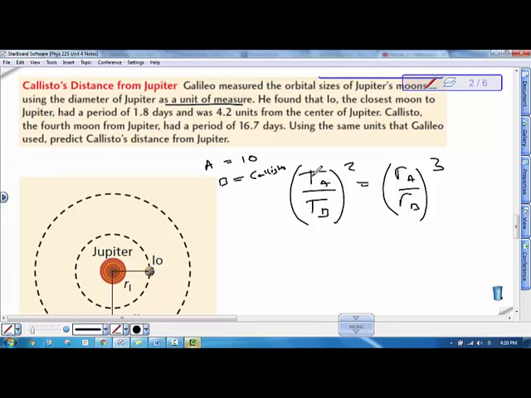So the period of Io is 1.8 days, and it also gives us the average distance, 4.2 units from the center of Jupiter, so that will go over here. And then Callisto had a period of 16.7 days. So we're using days for our period, and we're using just units for the distance from Jupiter, keeping in mind 1 unit is the diameter of Jupiter. We're solving for Callisto's distance from Jupiter, which is this variable right here. I know this is kind of a weird problem to solve. This is cute.